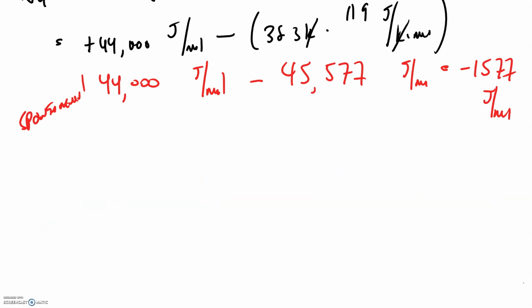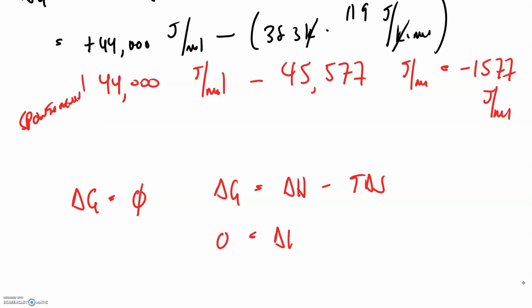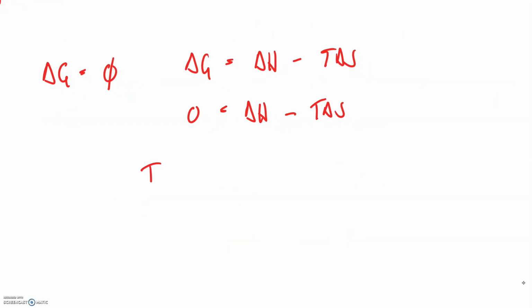How do we set this up so we could just find the temperature? So if delta G has to be less than or equal to 0, let's just call it 0. And that means that if we take this equation, delta G equals delta H minus T delta S, and we set it to 0, delta H minus T delta S, then now what we have is T delta S equals delta H, and that means T is equal to delta H over delta S.